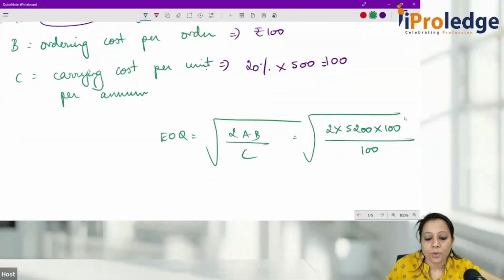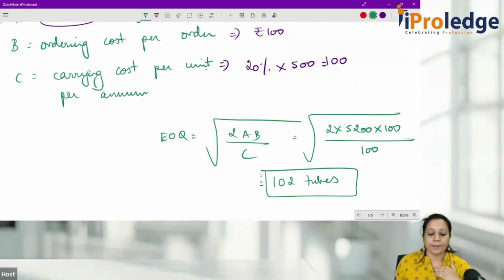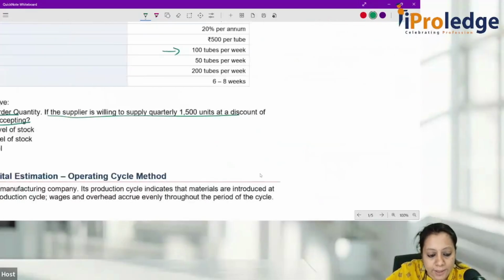101.98, right? The number of kgs of raw materials, or tubes, cannot be taken as decimals, so I'm taking it as 102 tubes. That is the EOQ. Okay, we have done this. Now we will proceed to the next.